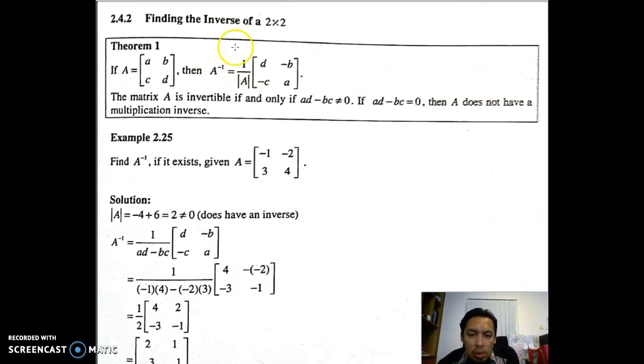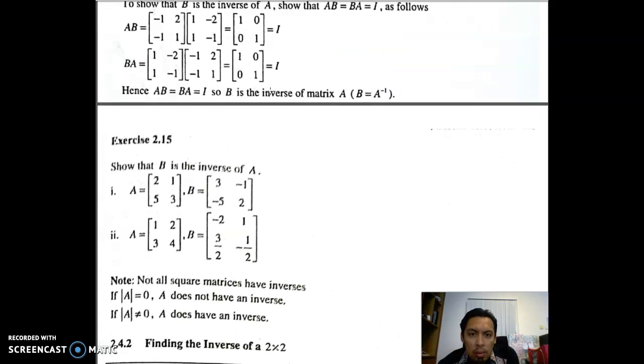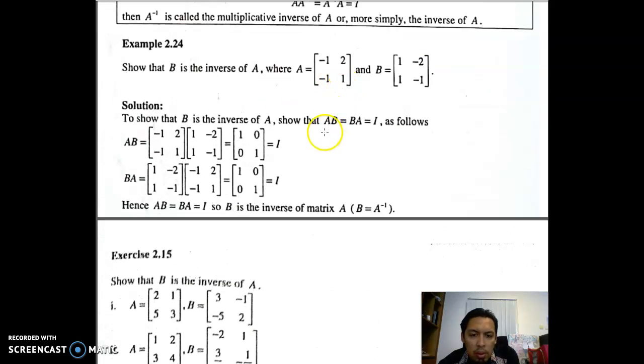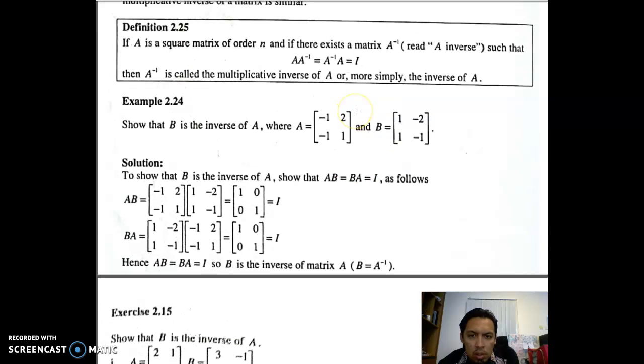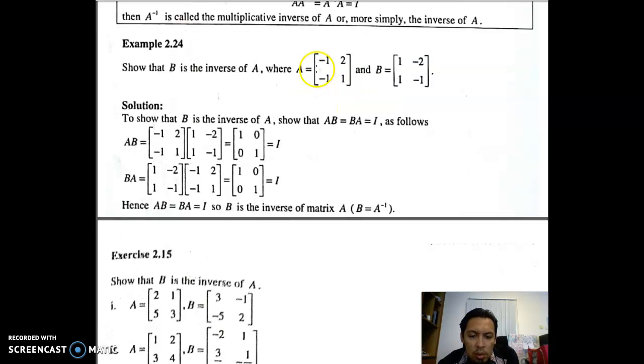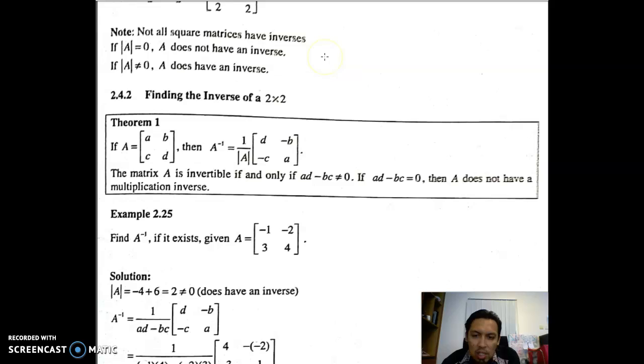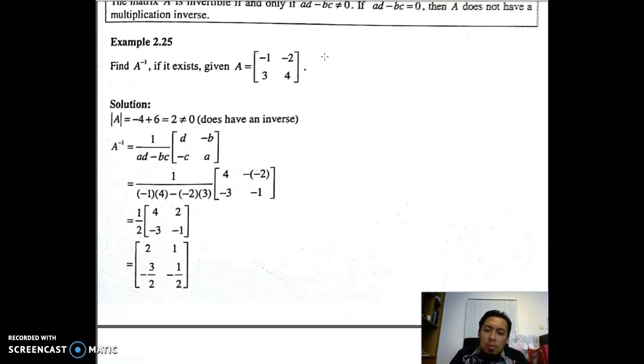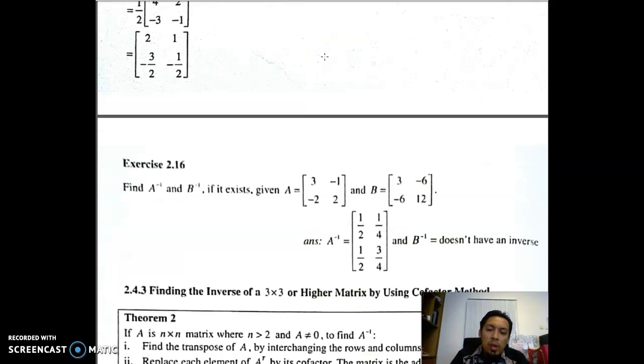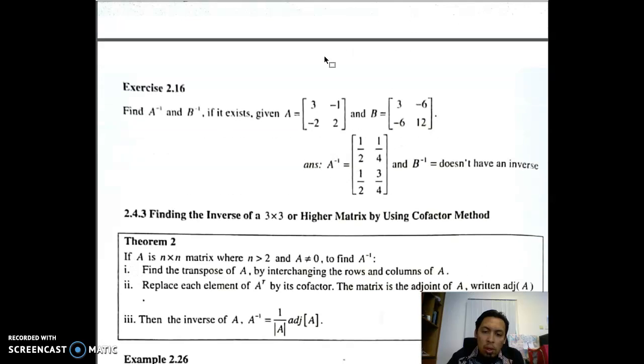Okay, and this formula is obtained based on these properties, but we are not going to discuss that. So let's see how to find the inverse if the matrix is more than 2 by 2, so 3 by 3 or higher.